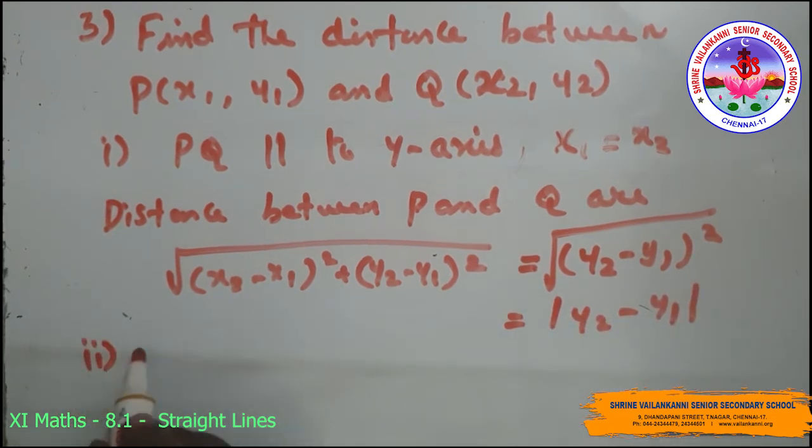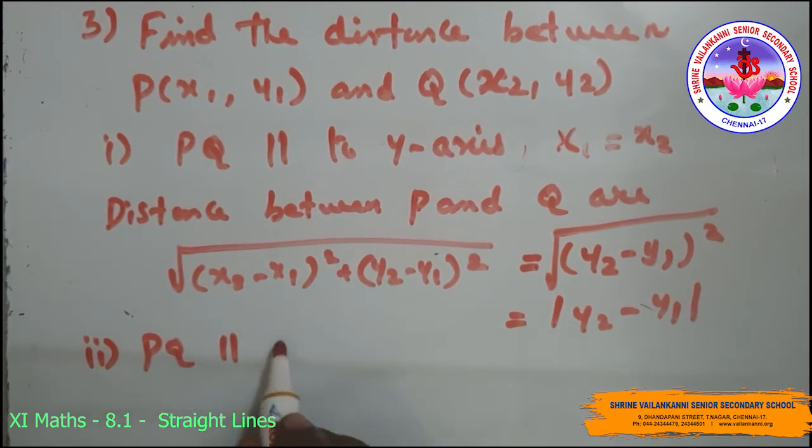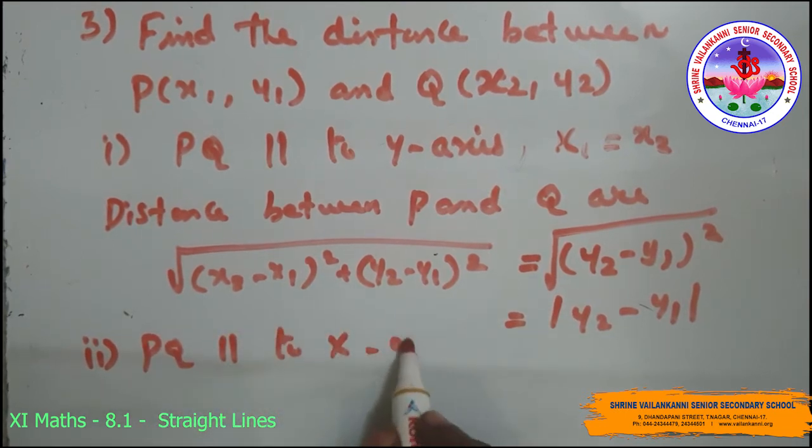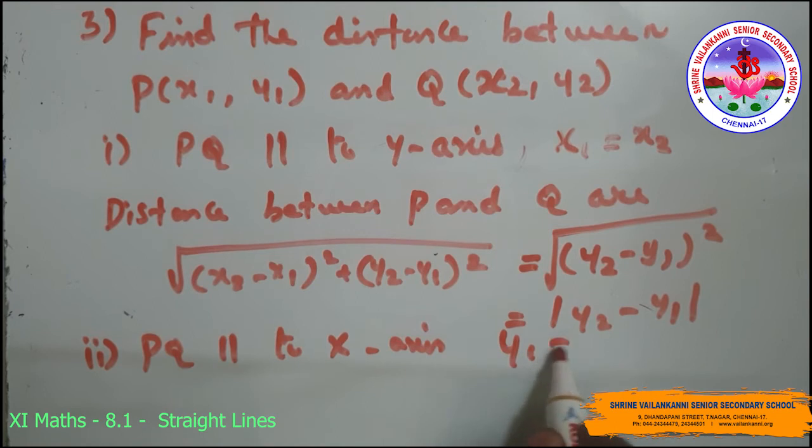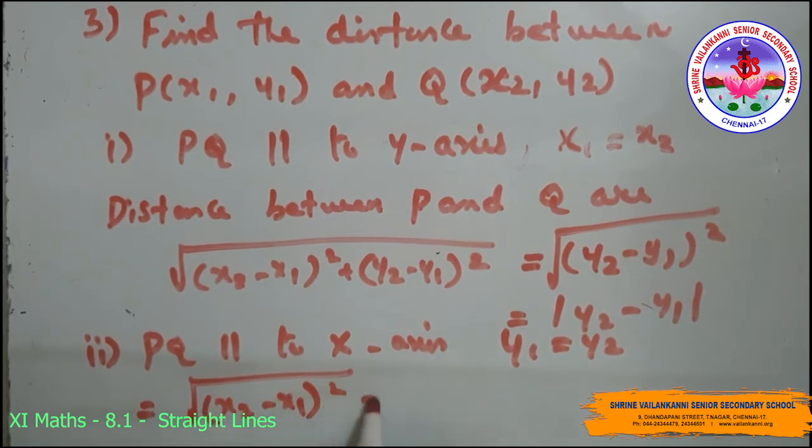When PQ is parallel to the x-axis, then y1 equal to y2. So using the distance formula, we have the root of (x2 minus x1) whole square, which is the modulus of x2 minus x1.